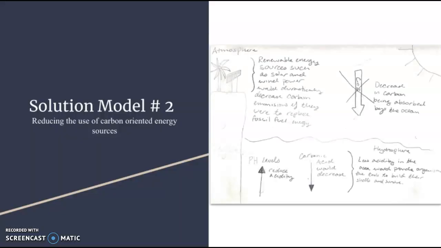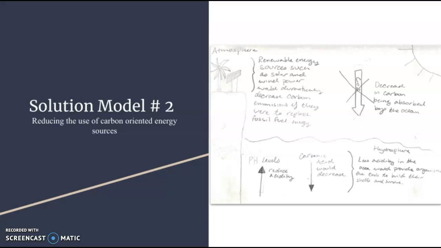So our second solution is reducing the use of carbon-oriented energy sources. So using renewable energy sources such as wind energy and solar energy would drastically decrease carbon emissions if they were to replace fossil fuel energy, because when carbon dioxide levels in the atmosphere decrease, obviously less is being absorbed by the ocean. So this is a way of attacking the source of the problem. So it's a more efficient and long-term solution, and kind of an irreversible one.